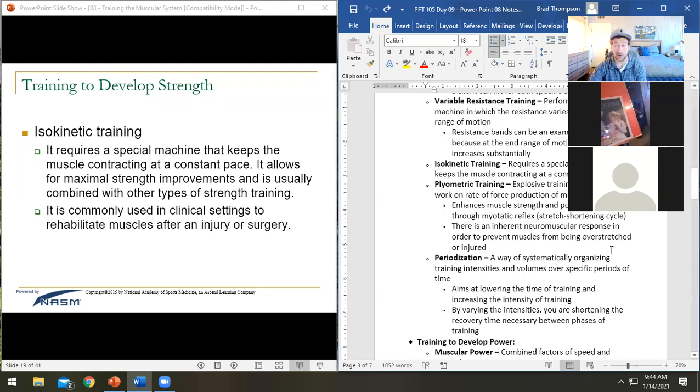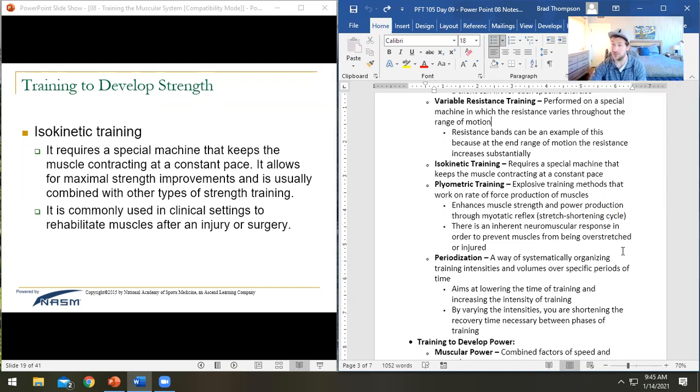I will say it's more of a powerlifting thing. It's definitely a strength thing more than anything else. So if you do want to know about it, I would say Mo is the guy to ask. Mo is the strongman in the PFT program.